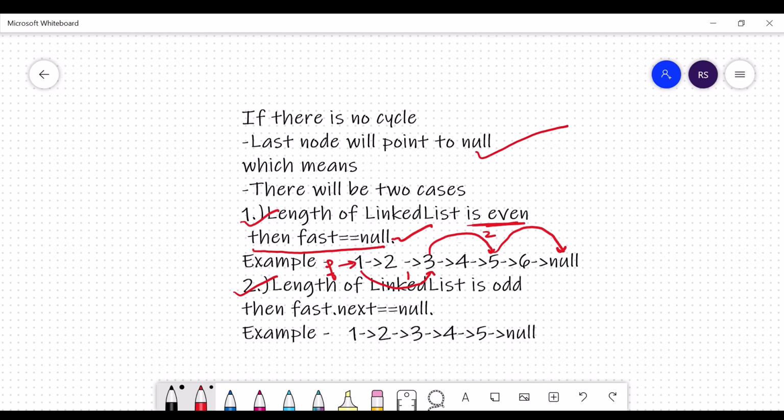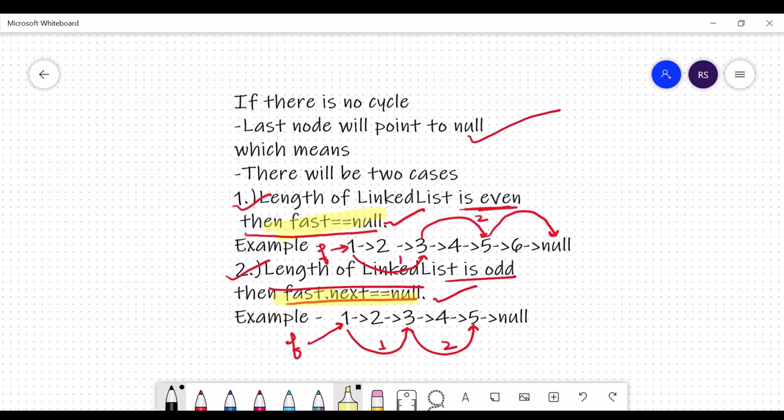The second case comes when the length of the linked list is odd, meaning fast.next will become equal to null. Fast is initially pointing towards head. In the first iteration, it will jump to 3, then 5, and it cannot jump further, meaning we will get fast.next equals null. I hope these conditions are clear, and if not, I recommend you watch the video again.